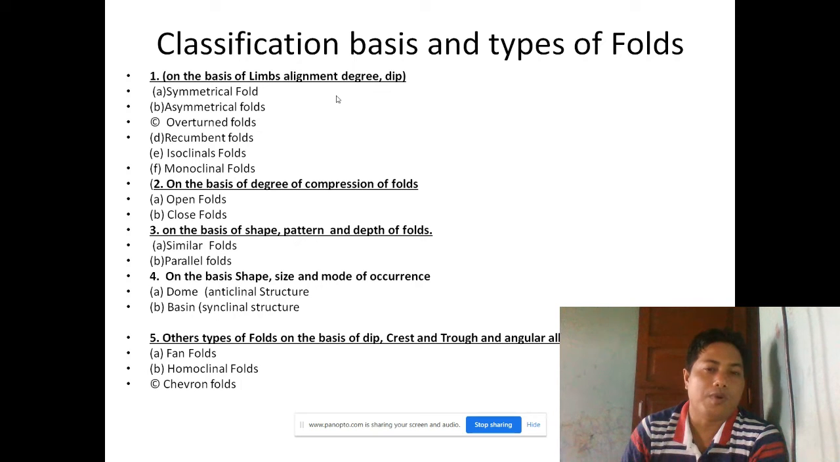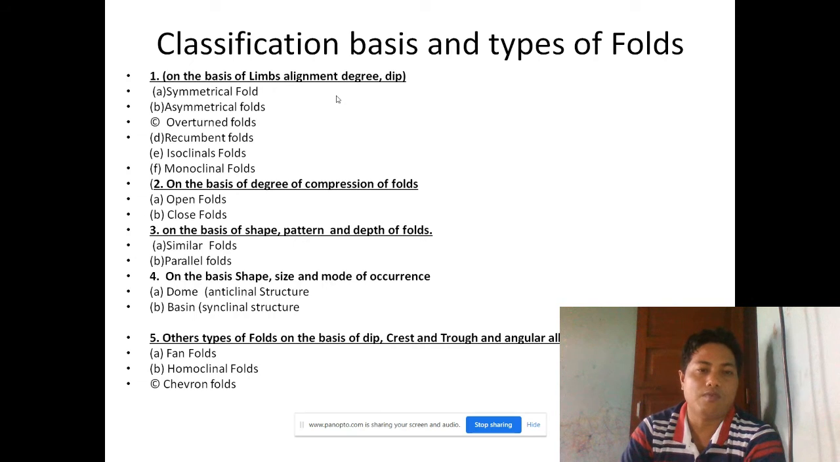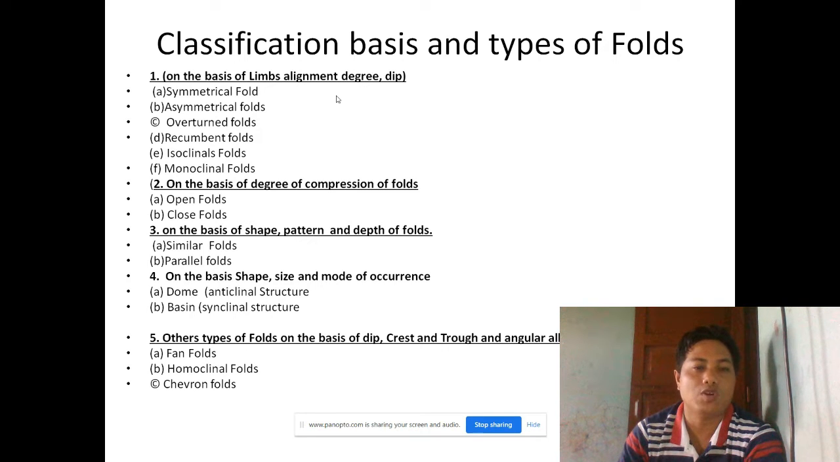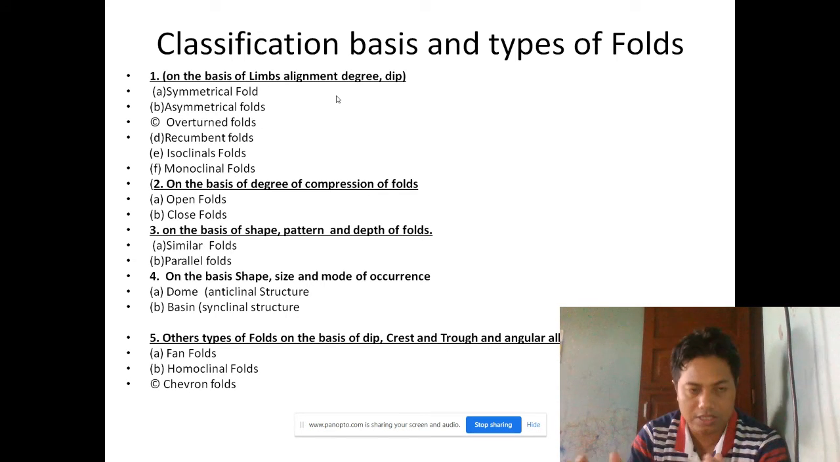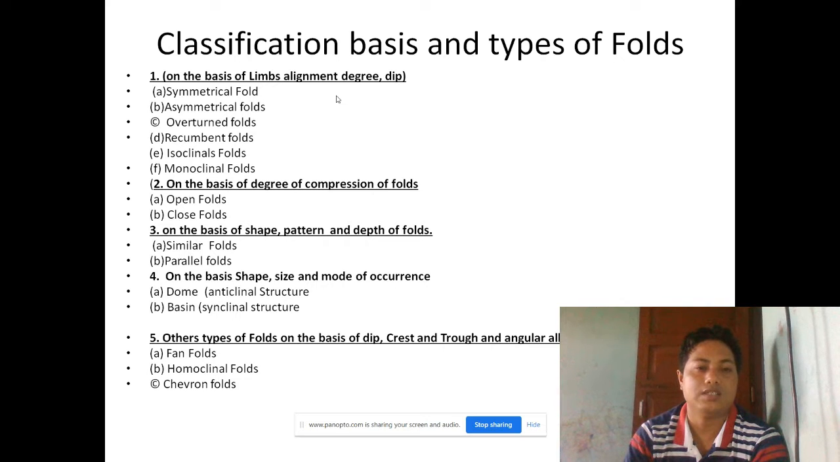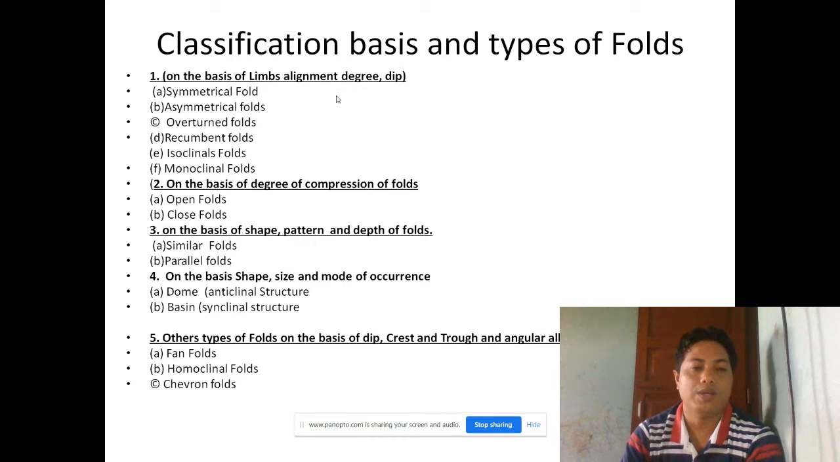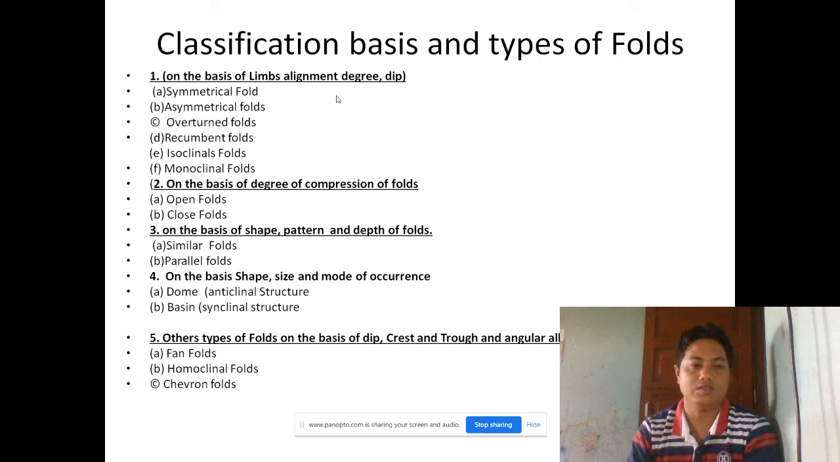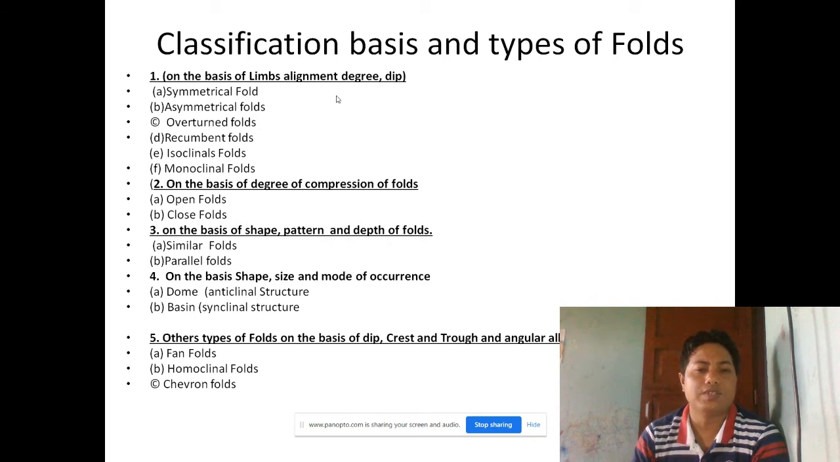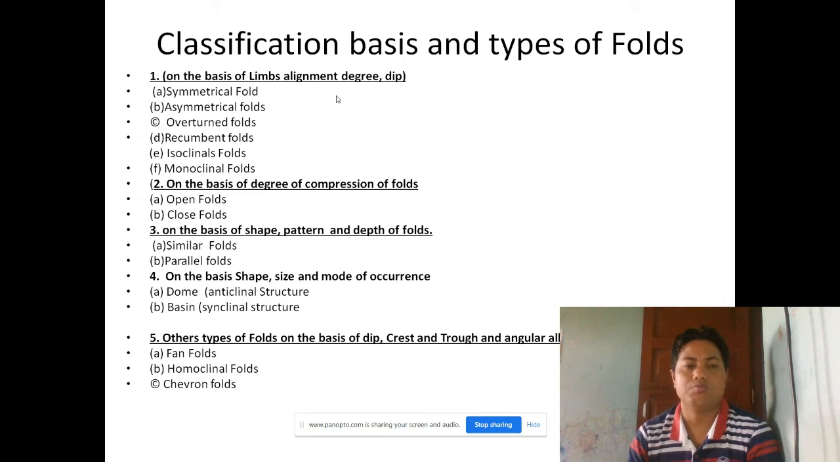On the basis of degree of compression of folds, open folds and closed folds are there. On the basis of shape, pattern, and depth of fold, pattern shapes, then similar folds and parallel folds. On the basis of shape, size, and mode of occurrence, it can be a dome when it is located like a dome, an anticlinal structure. So it is dome. When the syncline is in the shape of a basin, it is known as basin type. Other types of folds are on the basis of crest and trough.